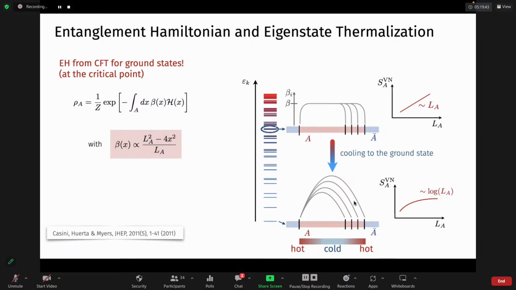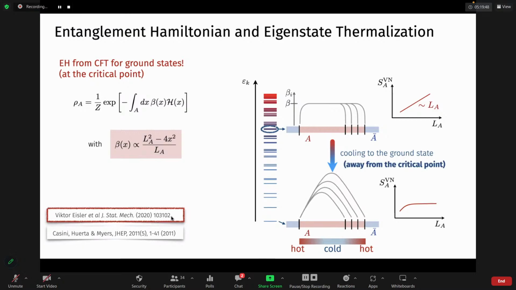Now you can ask the question, what happens if you move away from the critical point? This has been investigated in a paper from Viktor Eisler, where they study this in the context of free fermion models. And what they find is that these parabolas change into something that looks more like a triangle. So these profiles change into triangles. And this transition from parabolas to triangles seems to remove the logarithmic correction from the von Neumann entropy.